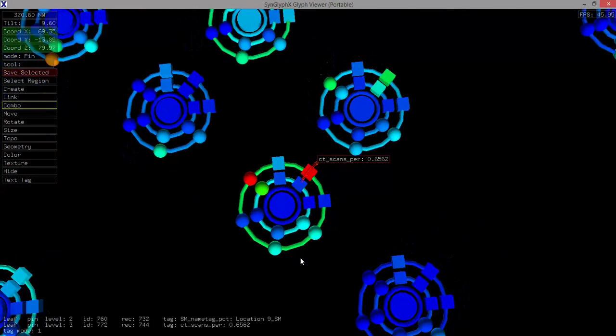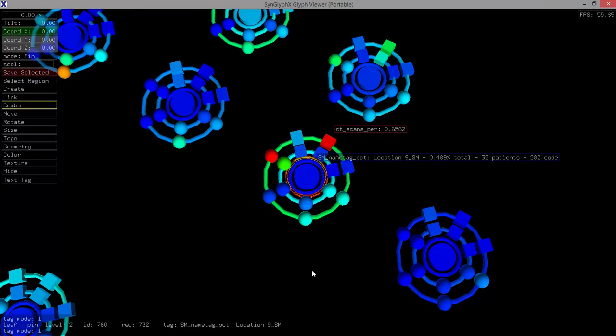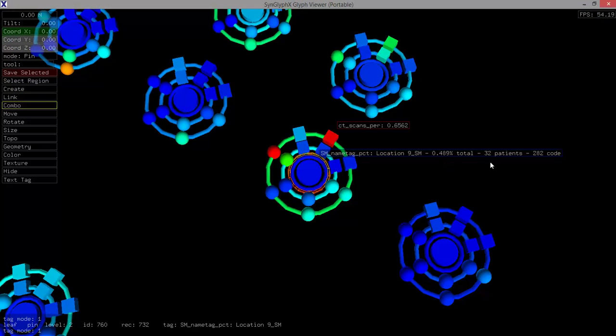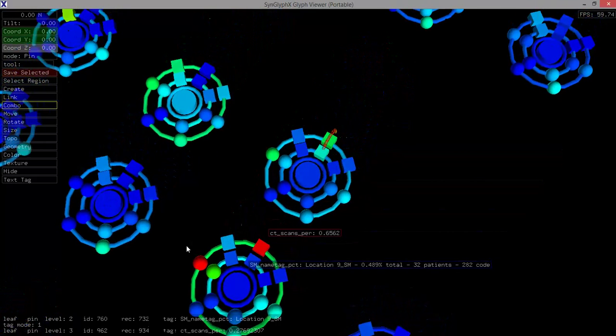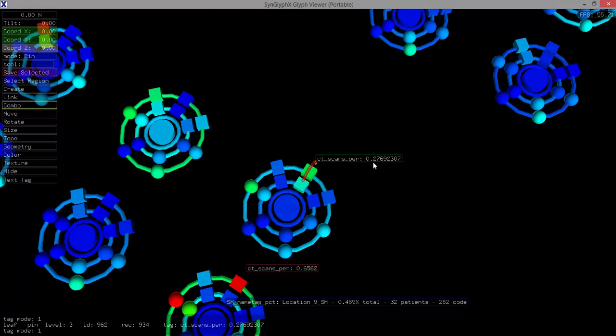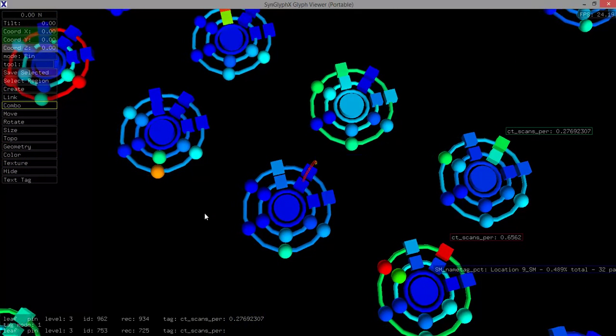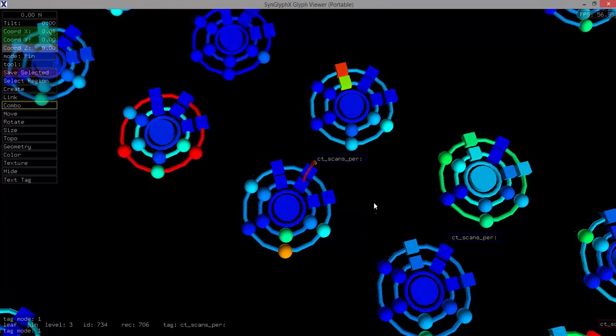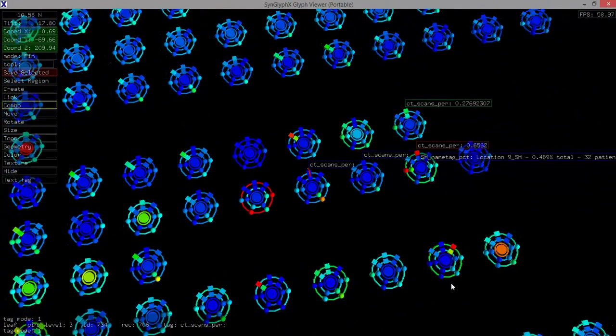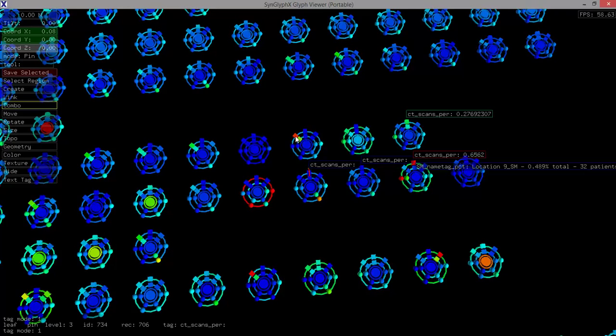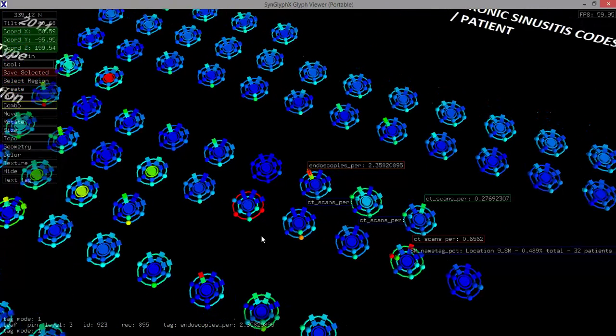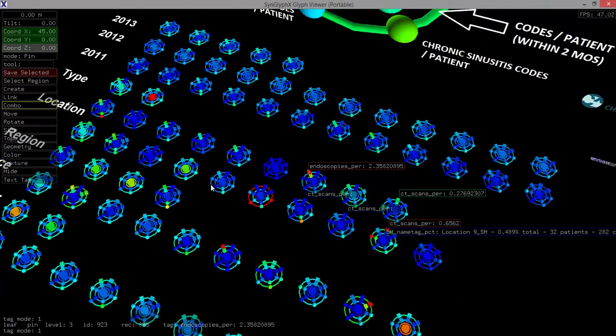In this example, we have a certain location that makes up about 0.5% of the total with 32 patients and 282 codes. It has the highest CT scans per patient on here at almost 0.67 per. Additionally, we can see in another location it has roughly about 1 in 4 CT scans per patient, and this compares to 3rd and 4th locations that have no CT scans per patient. If we weren't looking at CT scans, and were instead looking at another procedure, such as endoscopies, we could see that this also seems to trend along the location lane.